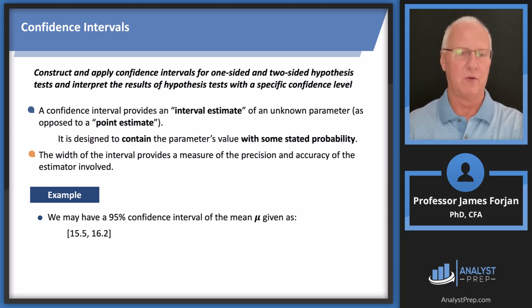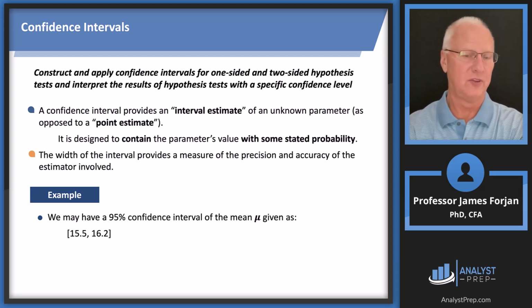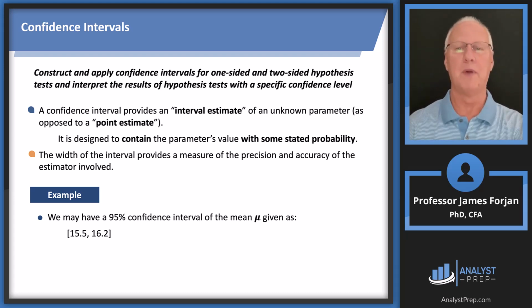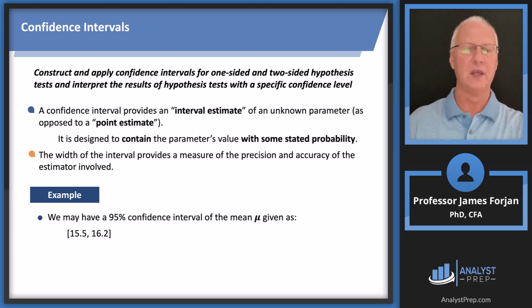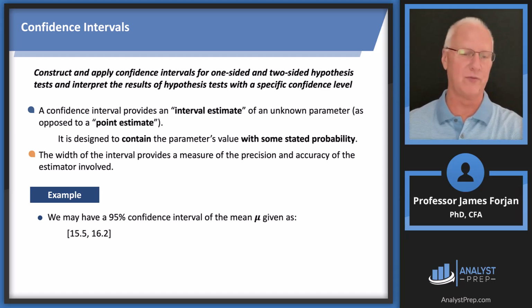So look down at the example. If we have a 95% confidence interval, there's our alpha, that's going to be 5%. We might come up with a confidence interval with a range of 15.5 and 16.2. What we say then is that with 95% confidence, the sample statistic, let's say it's just the mean, is going to fall within that range. 95% of that time, it will fall within that range.